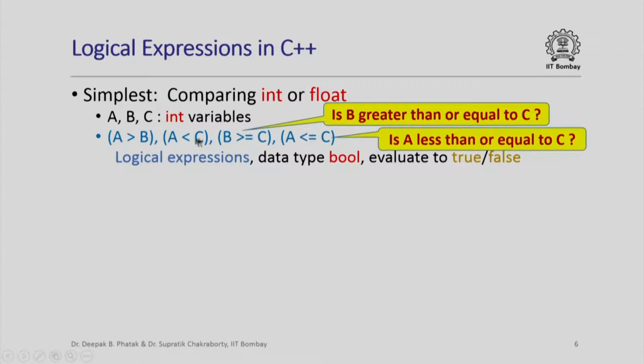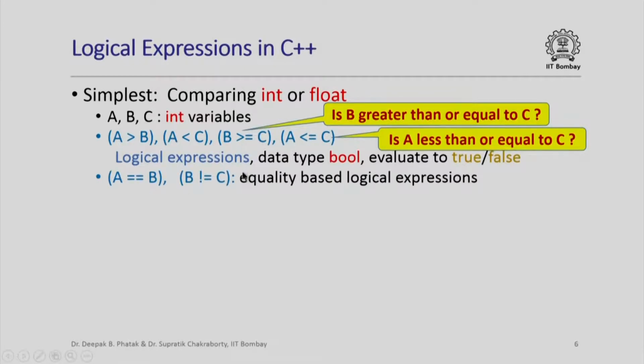So as I said, all of these are logical expressions, they have data type bool, and given integer values of a and b, each of these expressions evaluates to either true or false. If the value of a is greater than the value of b, a greater than b evaluates to true, otherwise it evaluates to false. Similarly for the other comparison operators.